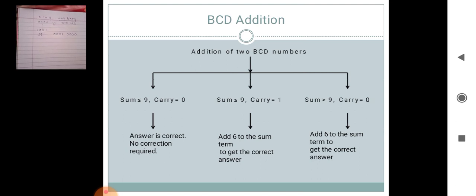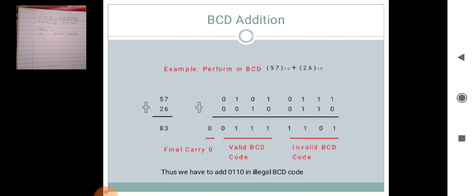So these are the rules for BCD addition. Some BCD additions are performed here. See 57 and 26. We have to add 57 and 26. Now we'll see how to do this BCD addition, right? 57 and 26.